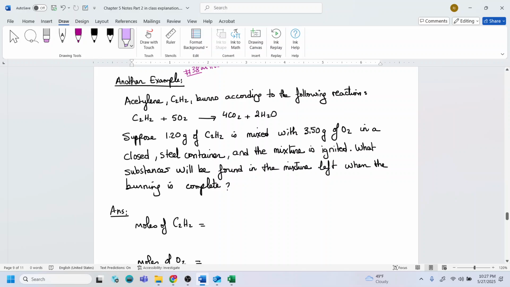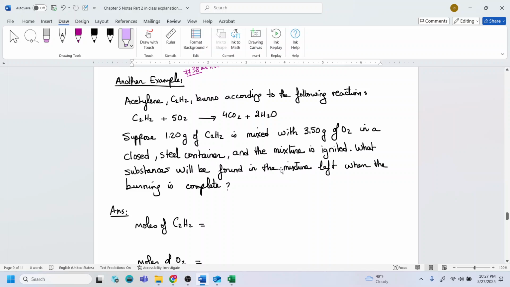Let's have another example. Acetylene C2H2 burns according to the following reaction. So you can see over here, it's not a 1-to-1 mole ratio. So this is similar to the above case. So suppose that 1.20 grams of C2H2 is mixed with that much oxygen. So same thing, I have the mass of both reactants in there, different mole ratios. What substances will be found in the mixture left when the burning is complete?